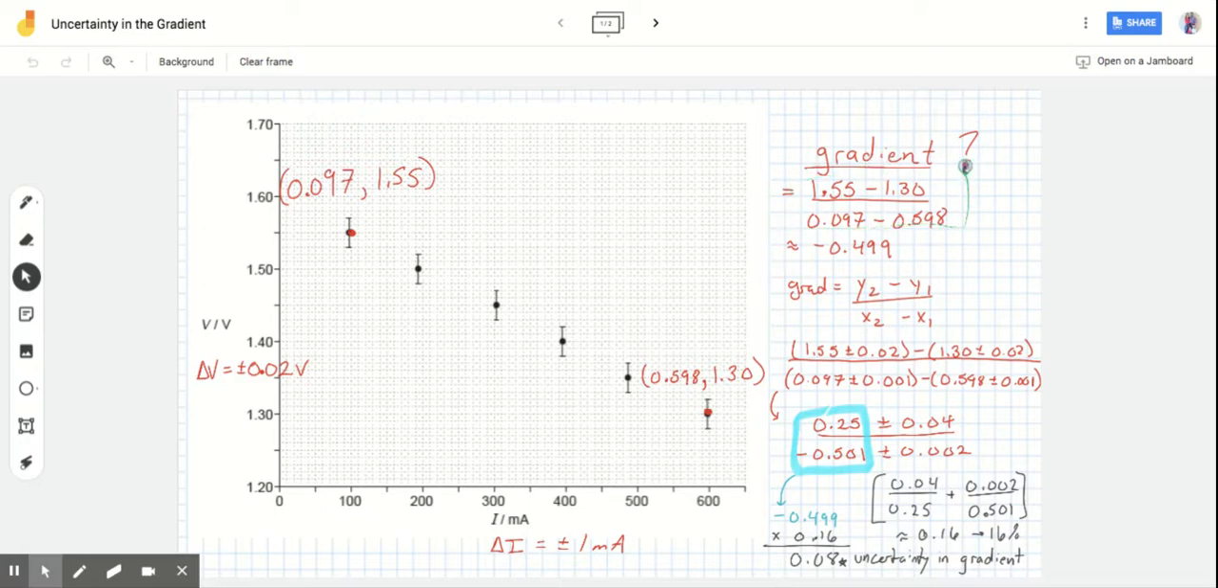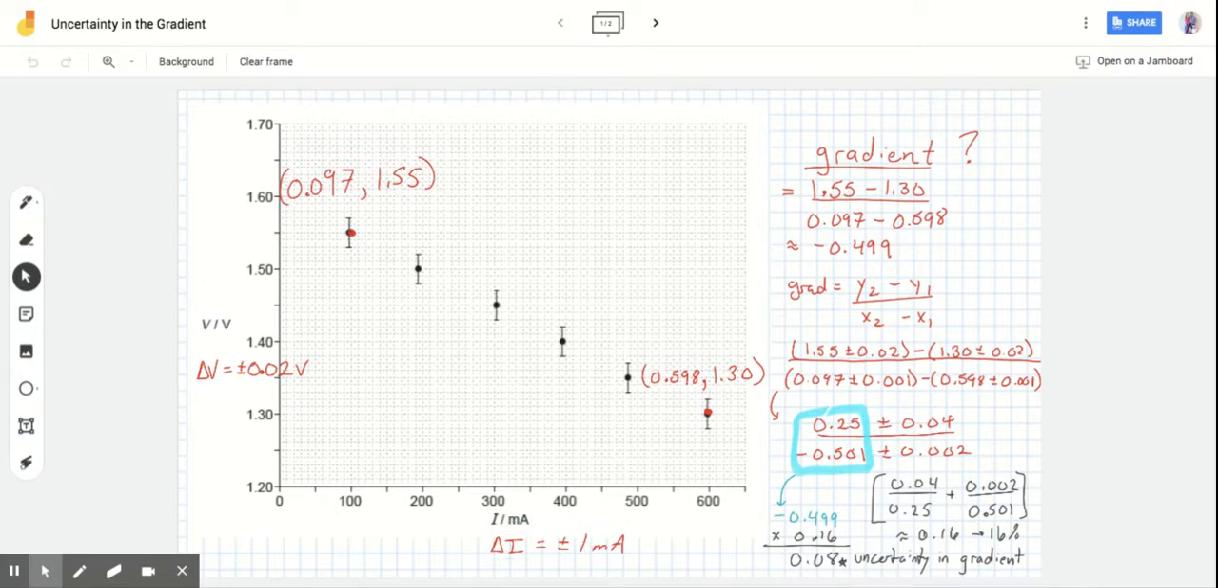of negative 0.499. So that is what we would say is our true value. So then we need to determine the uncertainty in that. So I'm going to utilize this as my formula, taking the uncertainty in the y values and the uncertainty in the x values and going through our error propagation.